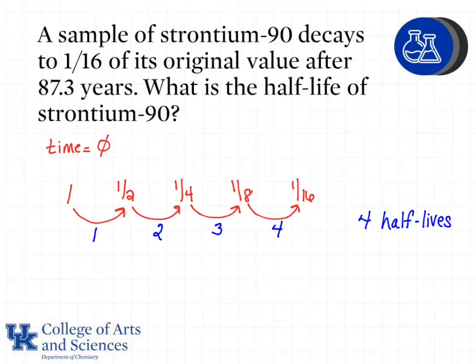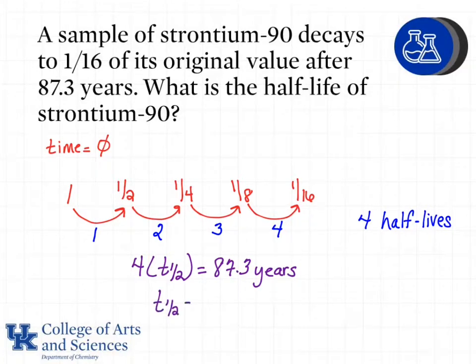We know that each half-life is the same amount of time, so we can say 4 times the half-life is equal to the total time, which was 87.3 years. If we divide both sides by 4, we get half-life is equal to 21.8 years.